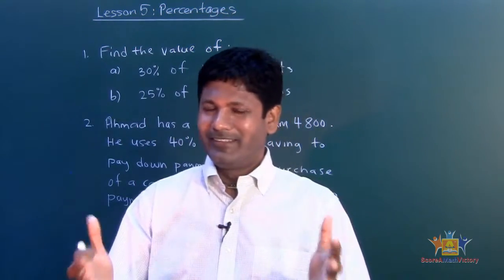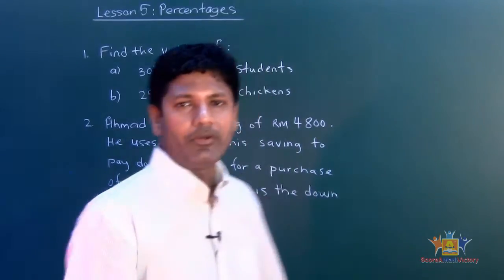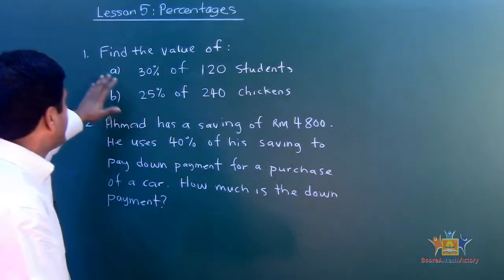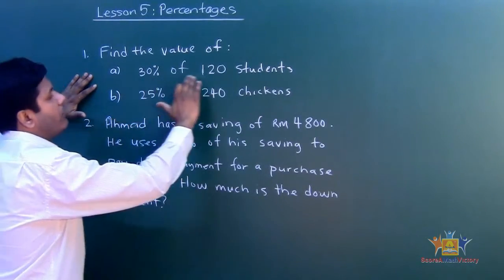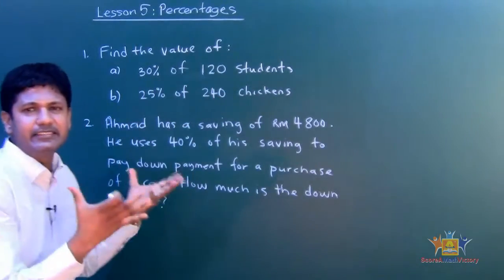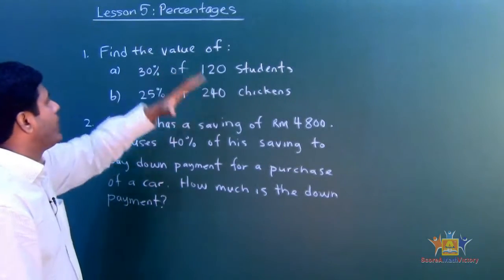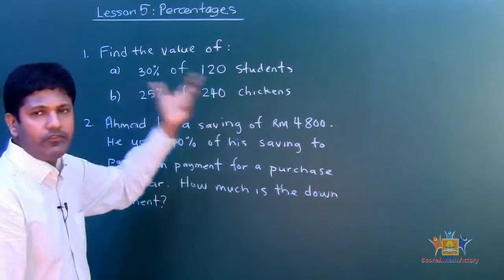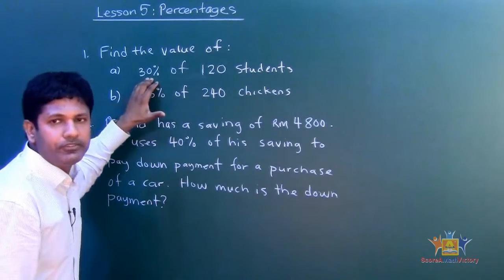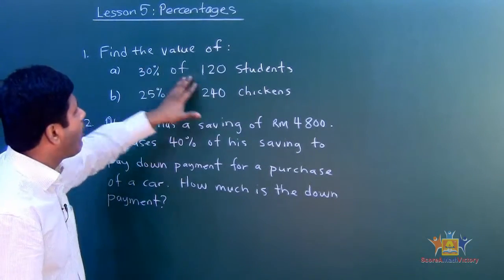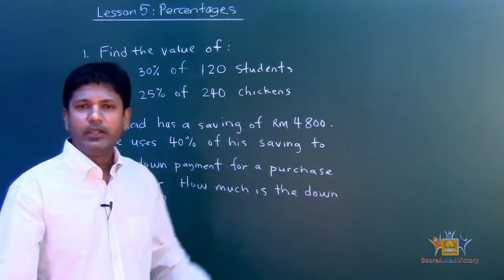How was it? It's not bad, isn't it? Okay, let's do it together, okay? The first one. Find the value which is 30% of 120 students. Let's understand this question. Find the value of. That means I want to find out the number of students which makes 30%. See, 30% of 120 students.